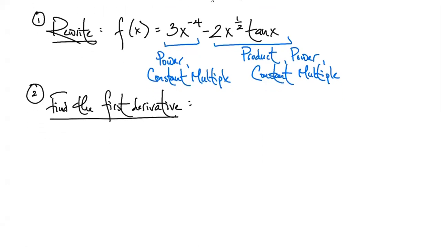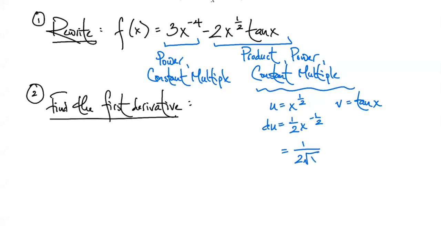All right, so let's do some setup. Let's do this one over here. So we'll say u equals x to the 1/2, v equals tangent x, okay? We're going to use power rule for du. We'll get 1/2 x to the negative 1/2, but we know we can write that as 1/2 root x.